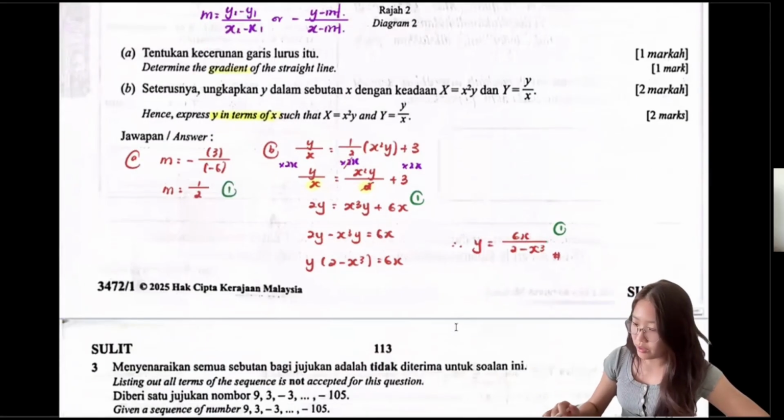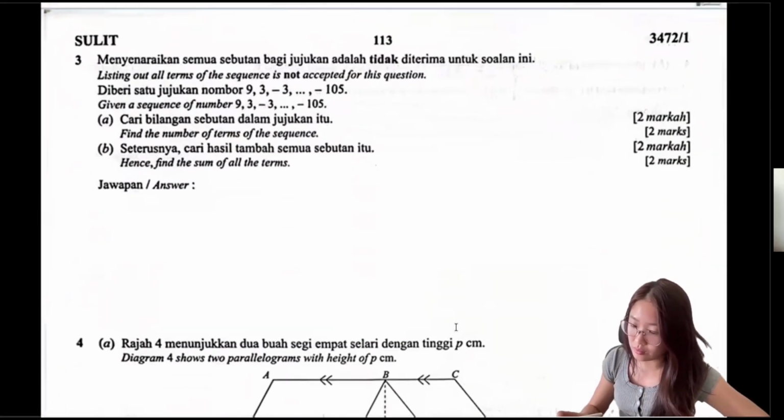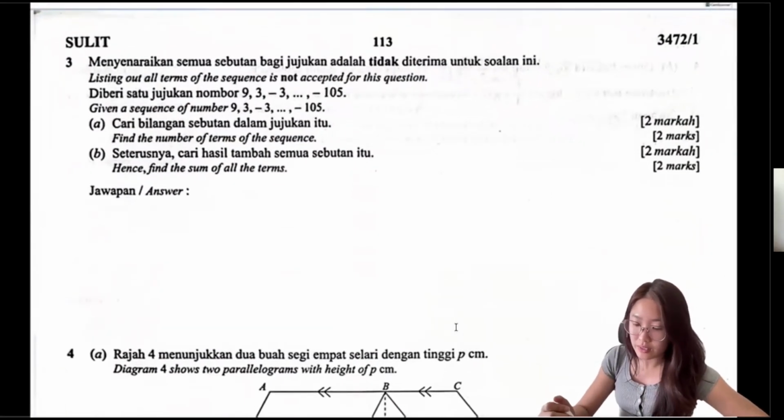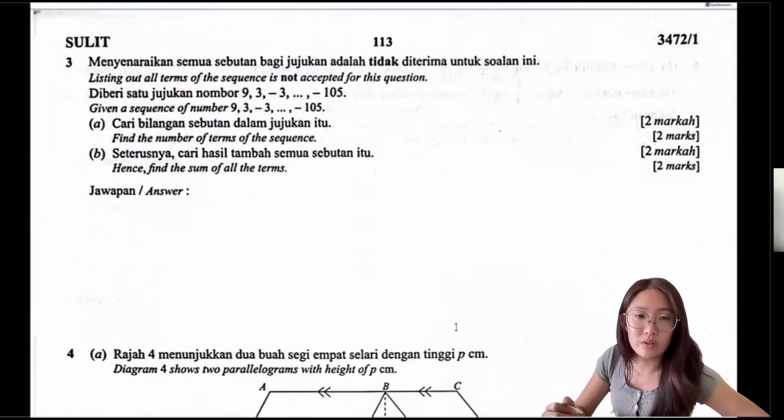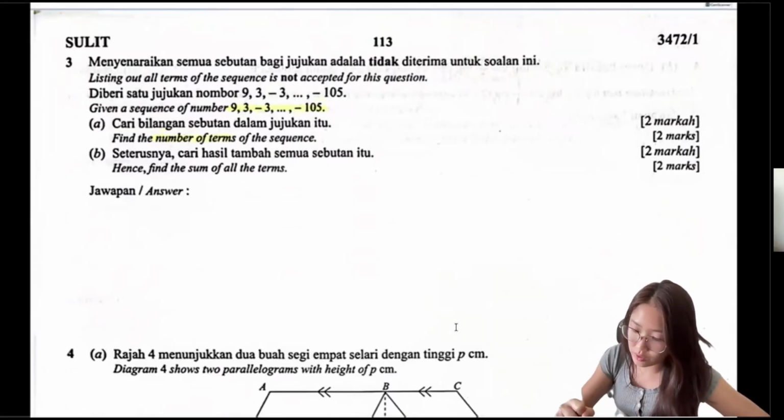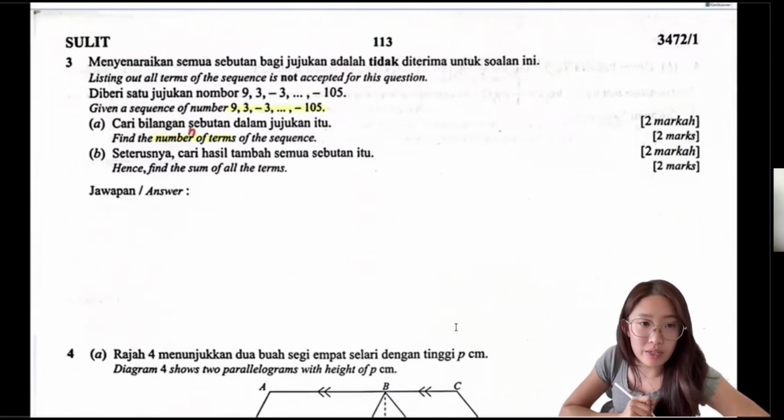Okay, now next one, number 3, progression. Listing out all the terms in the sequence is not accepted for this question. So basically you have to use the formulas. Given a sequence of numbers 9, 3, -3, and the last term is -105. Find the number of terms for the sequence. Number of terms means n. How many terms you have in that.